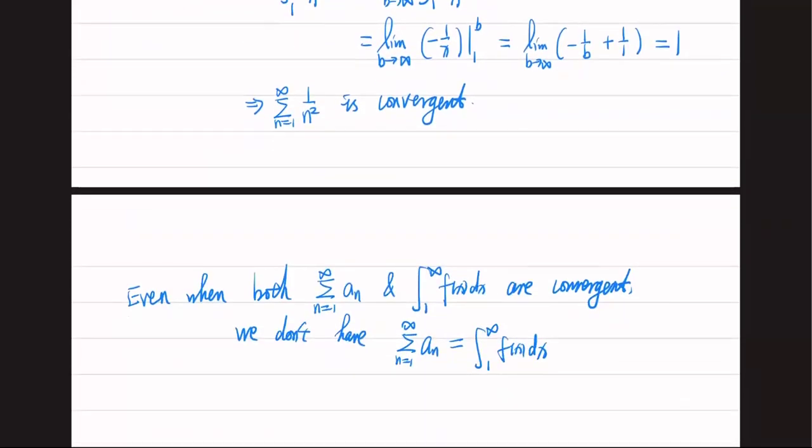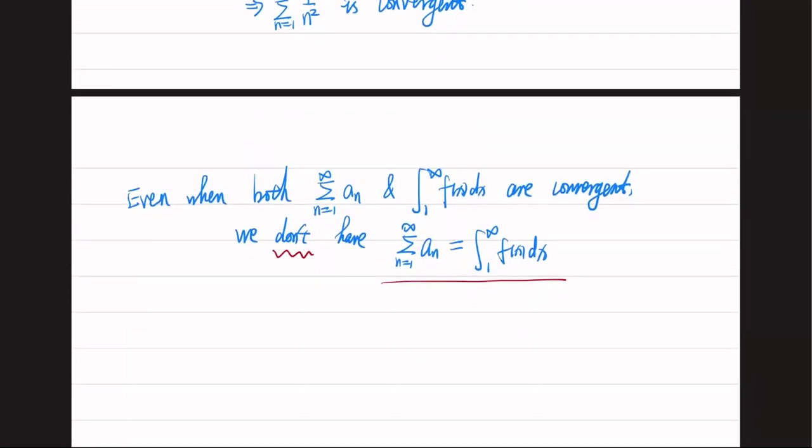So an important fact of this, let me emphasize, we don't have the equality. So this is not true. In particular, we know the integral of 1 over x squared is 1, but the summation is something very strange.